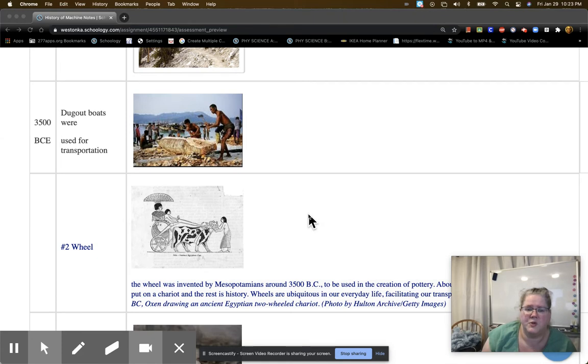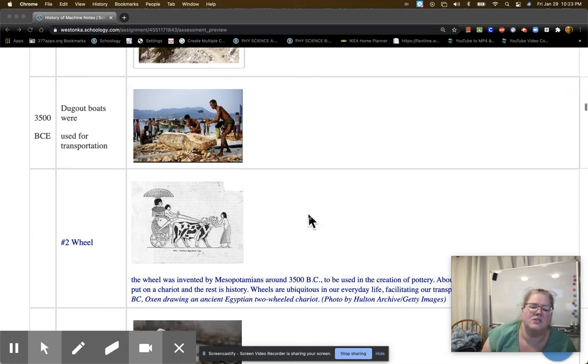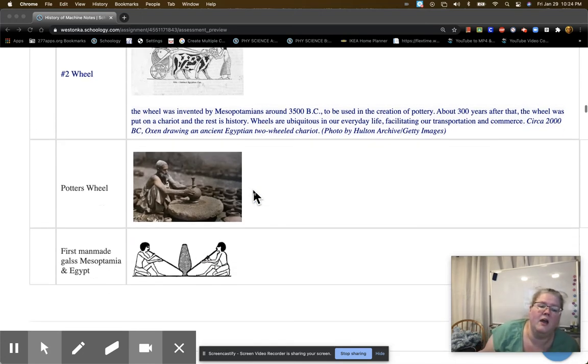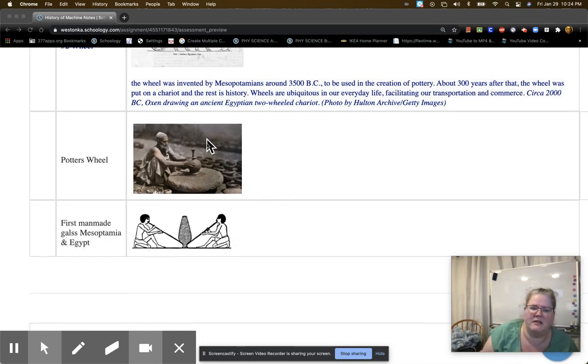Dugout boats were used for transportation, so now we're not only transporting with wheeled vehicles, but we're really going on. So this is where we get into some discrepancy on dates. Just bear with that, there are some things we're not exactly sure of. But it is considered the second greatest invention. The wheel was invented in Mesopotamia around 3500 BCE to be used in the creation of pottery. After about 3,000 years, the wheel was then put on chariots, and the rest is history. We used it for transportation. There's some discrepancy about where the wheel was actually invented, but the good news is it was. And here's that potter's wheel. So it went from that to there.